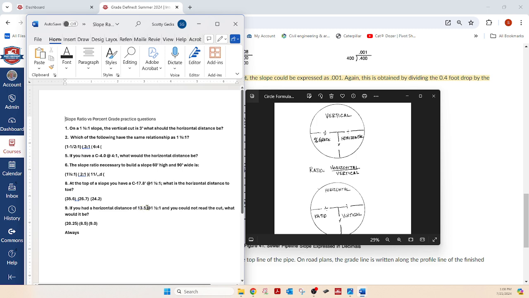We have 13.5, we have 1.5 to 1. If you had a horizontal distance of 13 and a half at 1.5 to 1 and you could not read the cut, what would it be? We already did that, I think. The horizontal is 13 and a half. The ratio, so 13.5 divided by 1.5 equals 9. Yeah, that would be a 9-foot vertical.